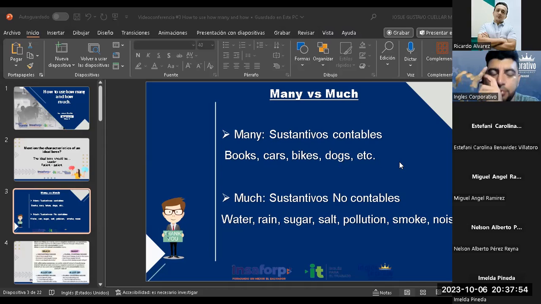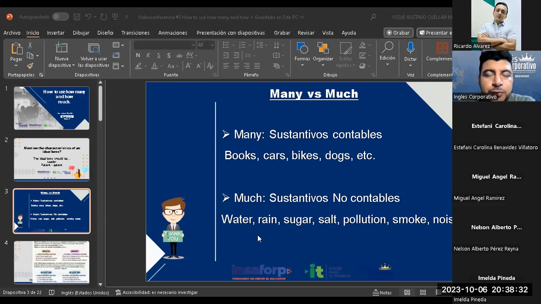Ojo con esto. Podemos decir one, two, three, four. Lo que podemos contar, puede ser, por ejemplo, un vaso, un lapicero, una silla, una persona, lo que podemos contar y separar por unidad. En cambio, much es para sustantivos no contables, cosas que sí se pueden contar, pero tienen una unidad de medida. Por ejemplo, water, rain, sugar, salt, pollution, smoke, noise. ¿Qué quiere decir agua? No decimos un agua, decimos una bolsa de agua, una botella, un galón, un litro, ¿ok?